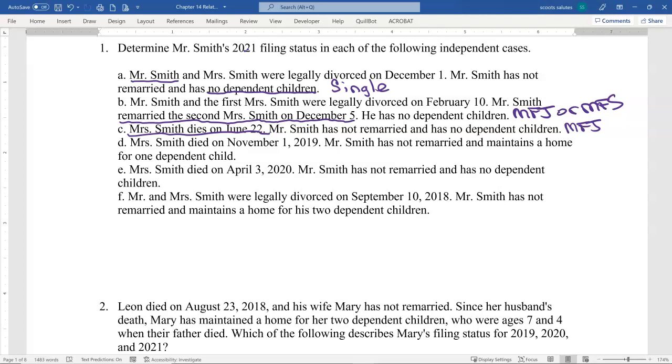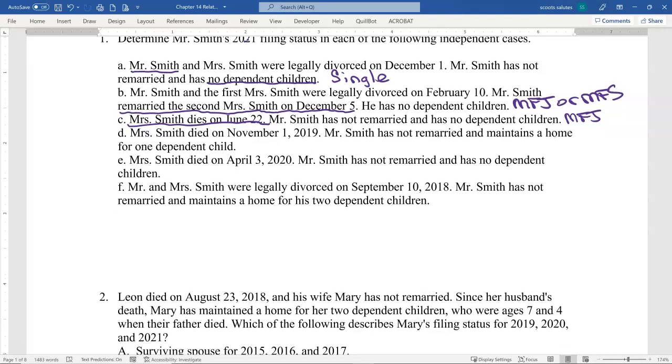In D, it says Mrs. Smith died on November 1st, 2019. Mr. Smith has not remarried and maintains a home for one dependent child. So in this case, it's not the current year, but you go out 2 years from the end of that. For the 2019 year, Mr. Smith would have been married filing jointly because that's the same year. And then if there is a dependent, which there is one dependent, for the next 2 tax years, which would be 2020 and 21, then he could continue to file married filing jointly. And that's because he's considered a surviving spouse.